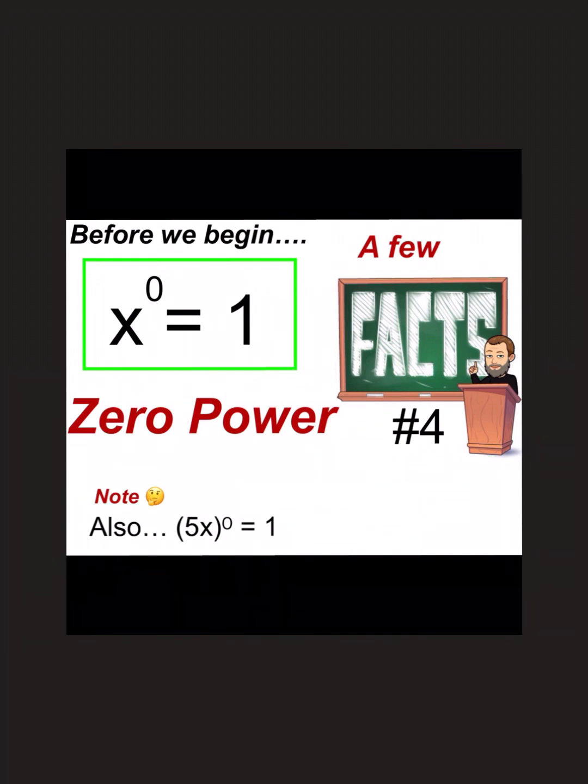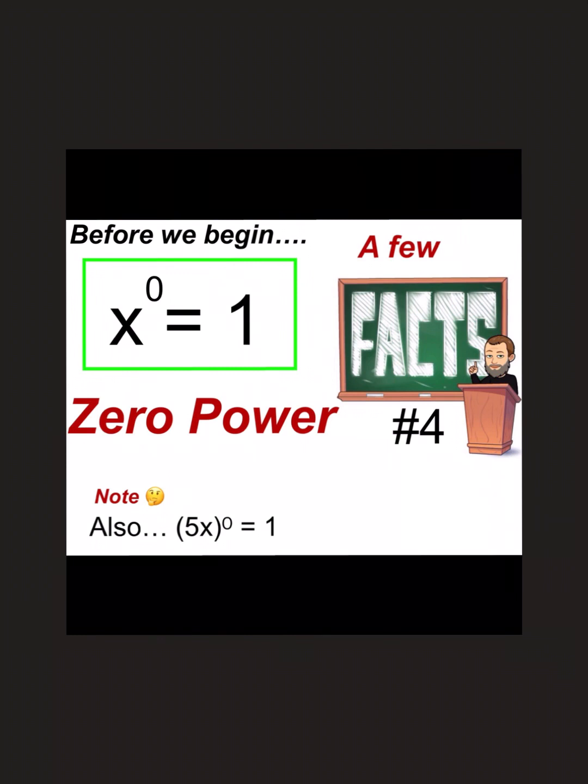All right, so the last of my facts is the easiest one. This is fact number 4. It's called the 0 power. Anytime you take a base value and you take it to the 0 power, the answer is always 1. Notice the example in the green box. Also down below as a note, no matter what you have in the parentheses, if you take the term, all of it, to the 0 power, again, it simplifies to 1.